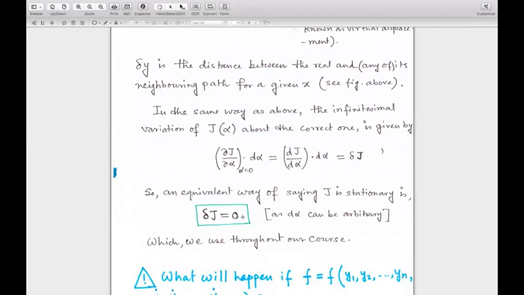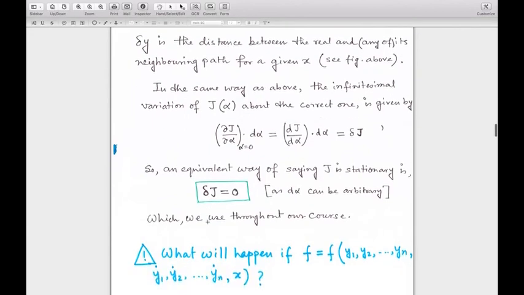Whenever we say, in the context of calculus of variations or classical mechanics using it, that the variation of some quantity is 0, that simply means the change of its value is zero, always keeping the value of the intrinsic independent variable unchanged. That is the meaning of that.